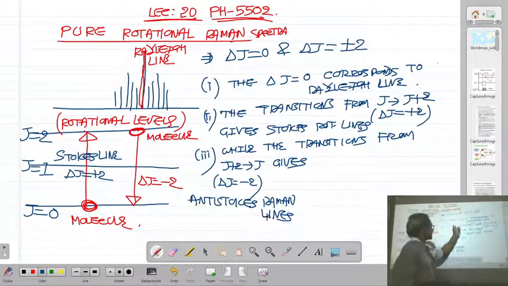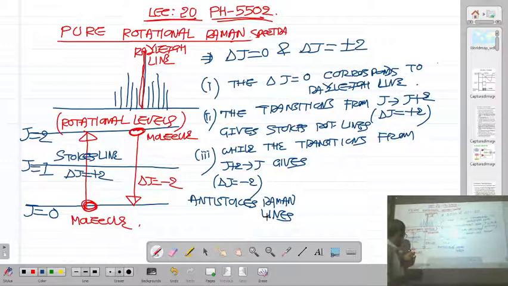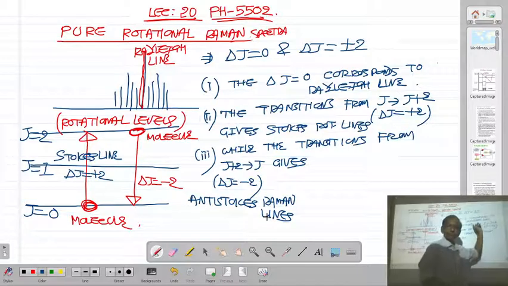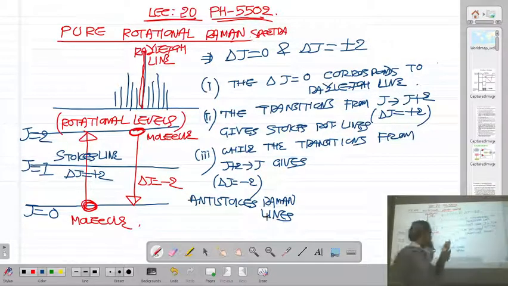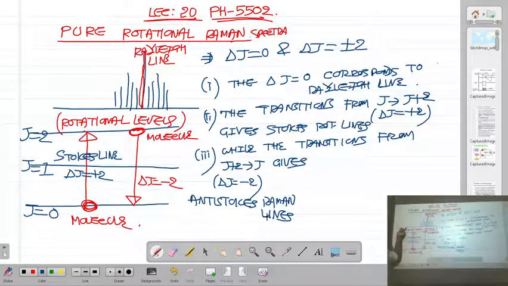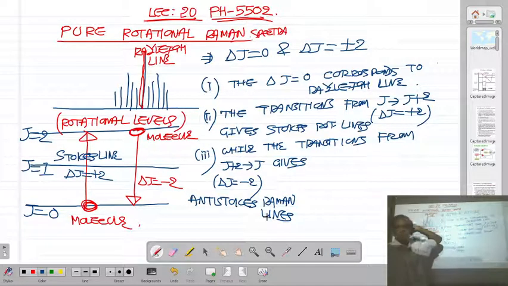Okay, so I have mentioned this, that the transitions corresponding to delta J equal to 0 will give Rayleigh line. The transitions from the lower rotational level J to upper rotational level J plus 2, from 0 to 2, the difference of quantum number delta J is plus 2, will give the Stokes rotational line. As for example, the rotational transition of the molecule from the lowest rotational level 0 to the upper rotational level 2. What is the difference of rotational quantum number? 2 minus 0, that is plus 2. That will give the rotational Stokes lines.